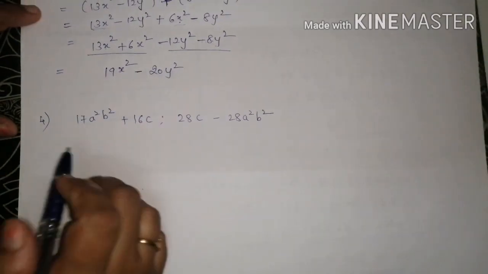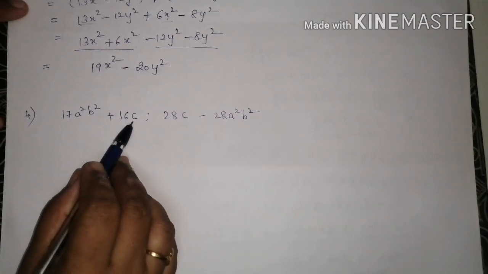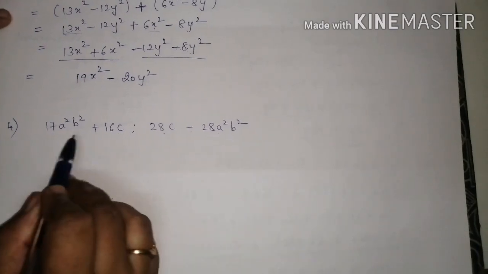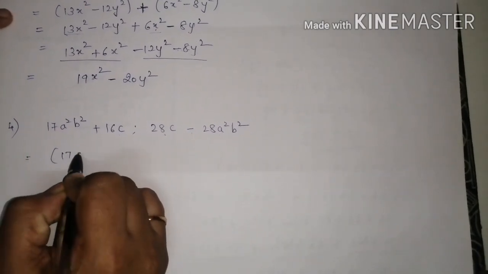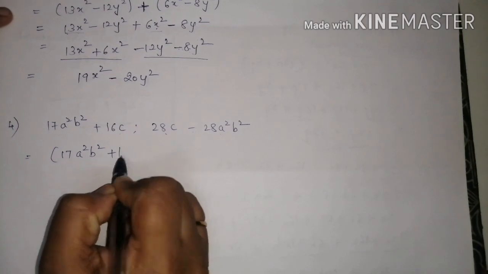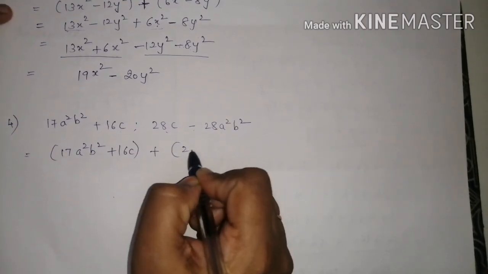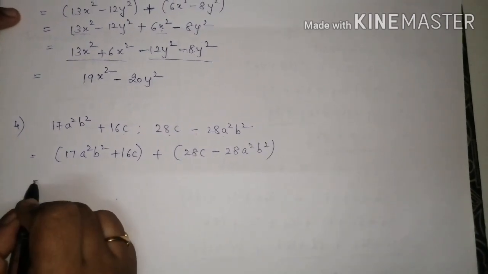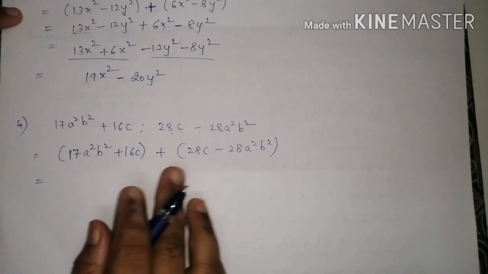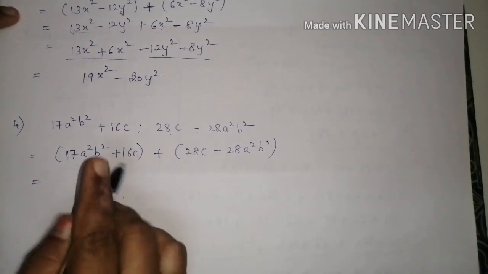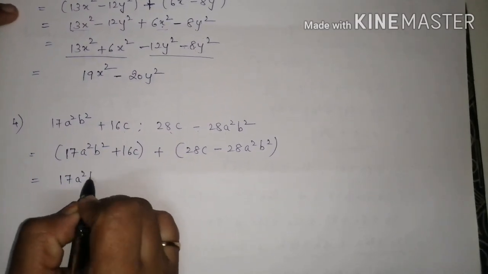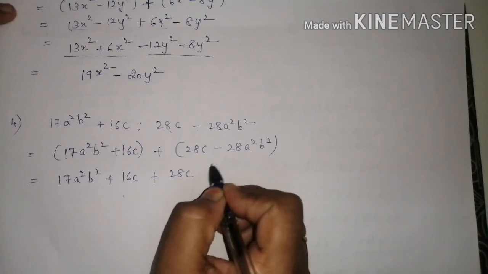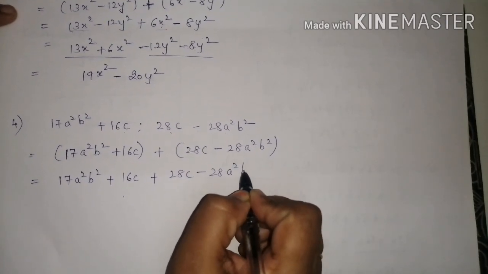Let's move to the fourth sum. 17a²b² + 16c. Second expression is 28c − 28a²b². Put them in the bracket. First step: (17a²b² + 16c) + (28c − 28a²b²). Now after putting them in brackets, open the bracket. Next step: 17a²b² + 16c + 28c − 28a²b².